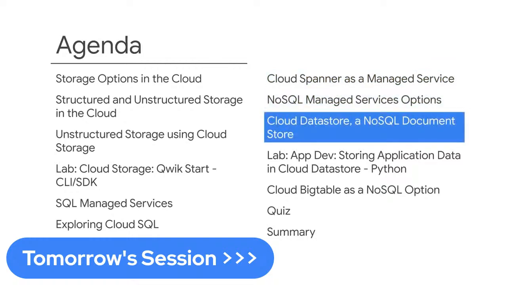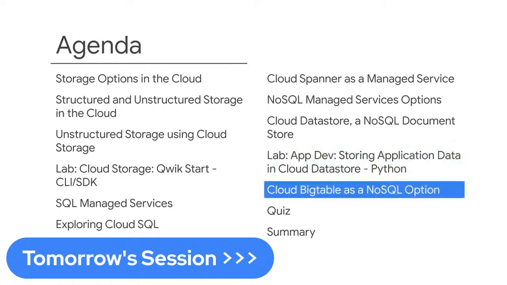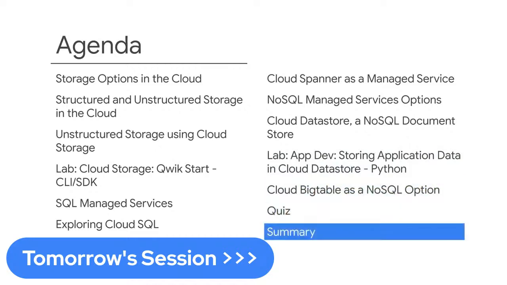You will then learn how to use Cloud Datastore as a NoSQL document store. You will complete the module with an app development activity that requires you to store app data in Cloud Datastore. And then you will learn how Cloud Bigtable can be leveraged as a NoSQL option. The module will end with a short quiz and a recap of the key learning points covered in the module.